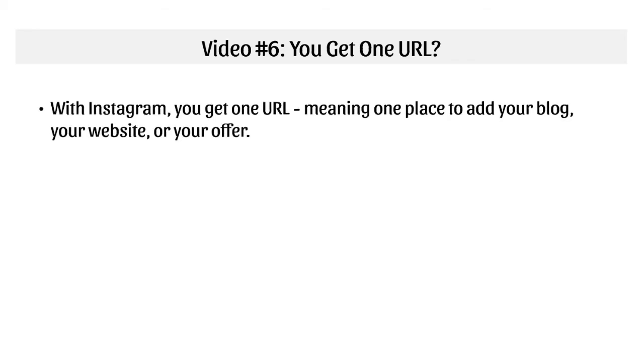So that's the reality with Instagram: you get one URL, meaning one place to add your blog, your website, or your offer. It's not like Facebook, where you can create a post every single time and put a URL directly to your offer. You get one URL, so you've got to choose it wisely. So the question is, what URL should you use?